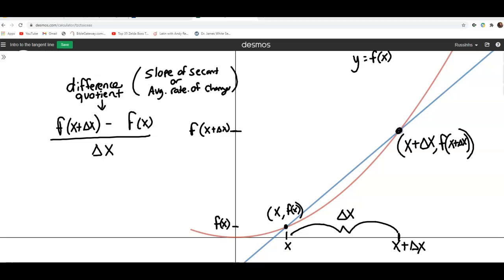Now, as you might recall, calculus is all about finding not the average rate of change, but the instantaneous rate of change. That means that instead of finding how much we changed from this point to this point, we want to know how fast that function is changing at only one point. In other words, I want to find the slope of a tangent line, which looks like this. It just touches the red line at one single point instead of two.